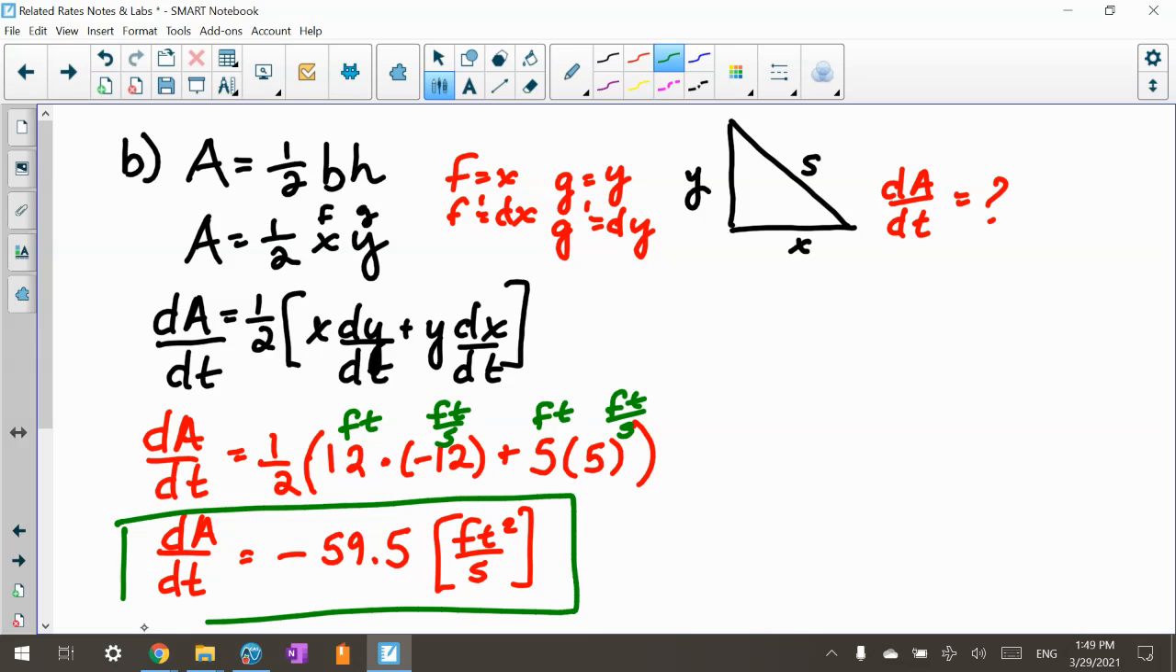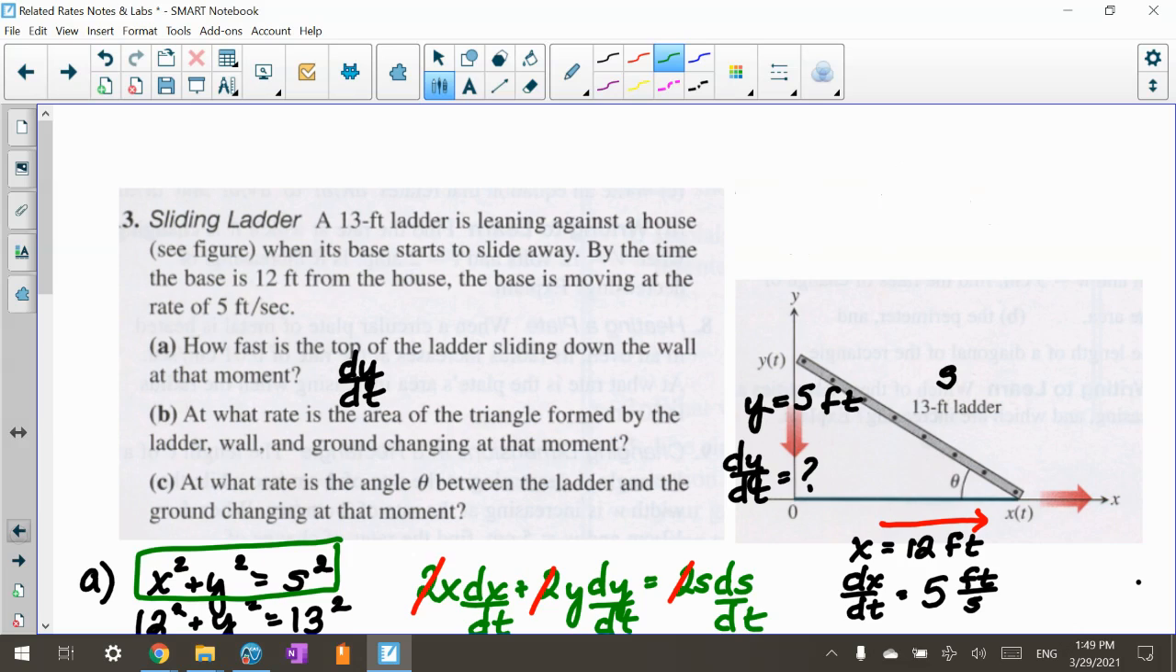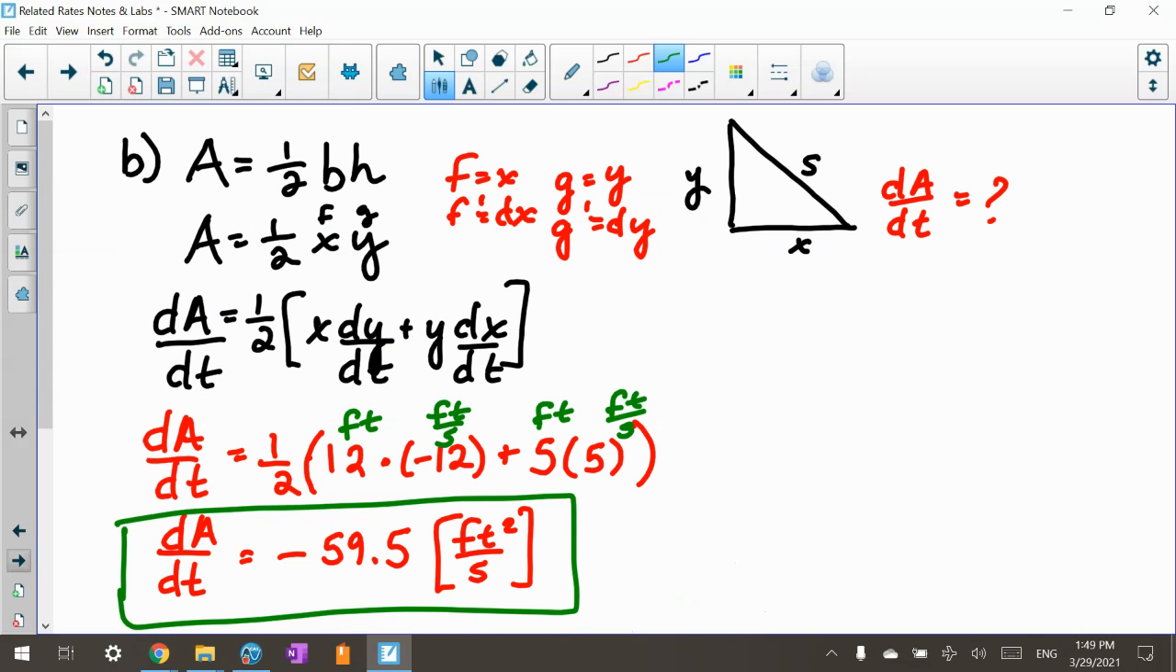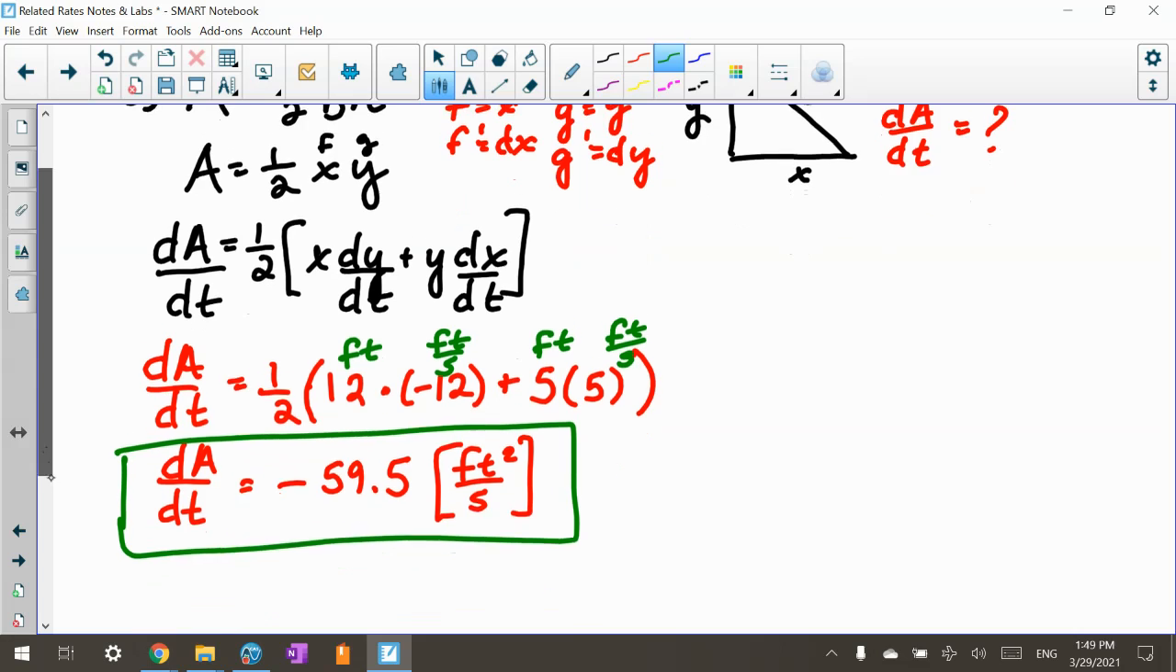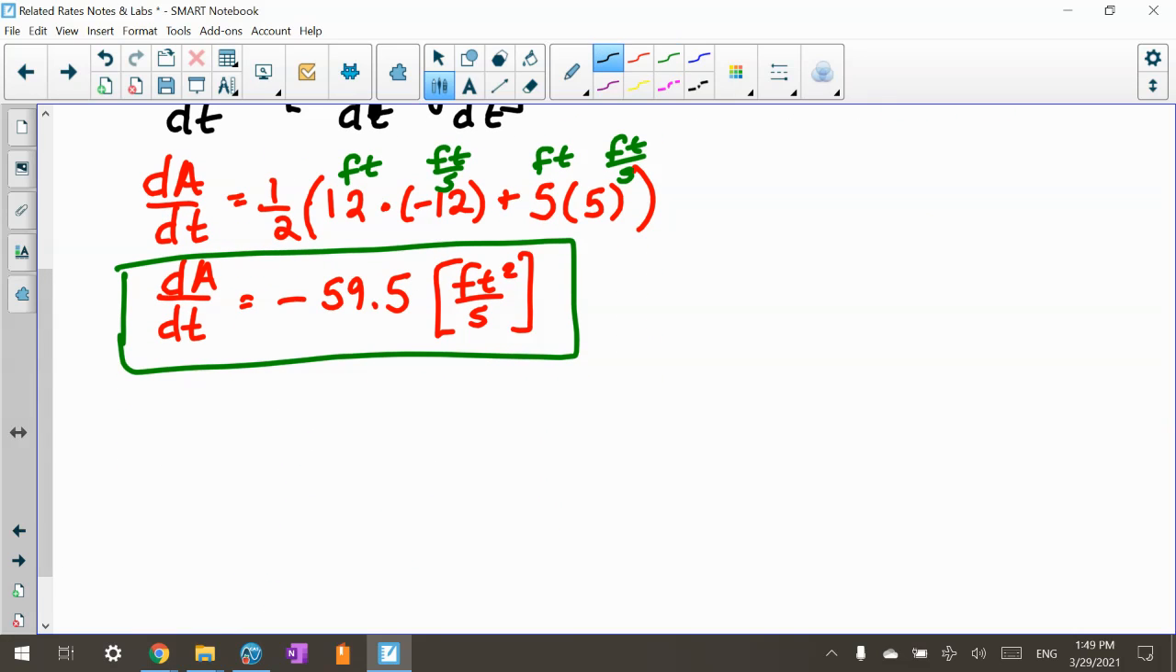Now, that should make sense to you if, I'll go back to my original picture, if this is sliding down, and I'm going to do one of those pictures in class, the area of that triangle that it's formed with the wall and the ground is getting smaller and smaller. That's why your area is decreasing. All right. The last part of this problem is our famous, how is the angle changing? So here's my picture again, the ladder, the wall, and the ground. I'm looking for how that angle is changing as the ladder's sliding down and going out this way.